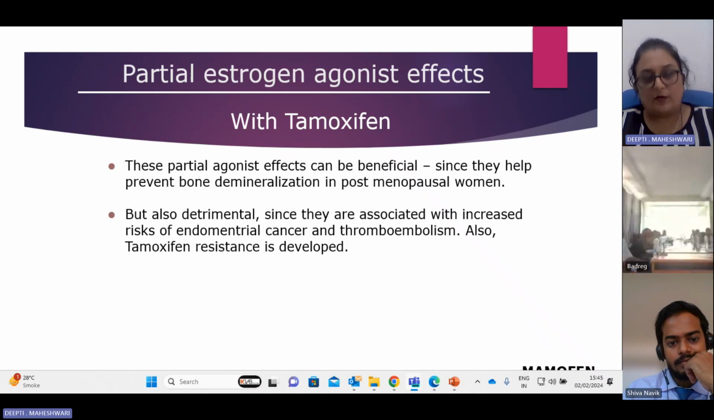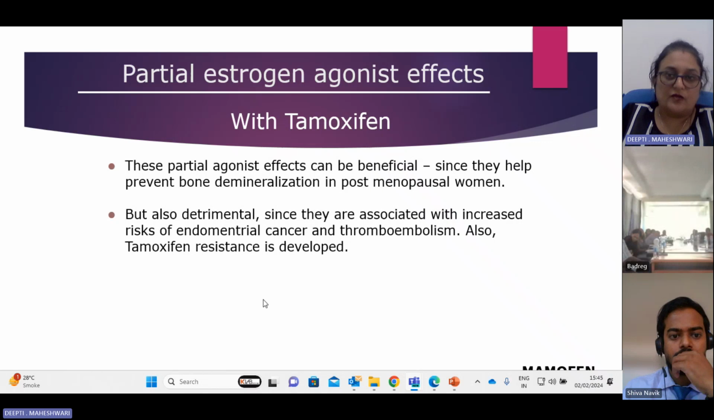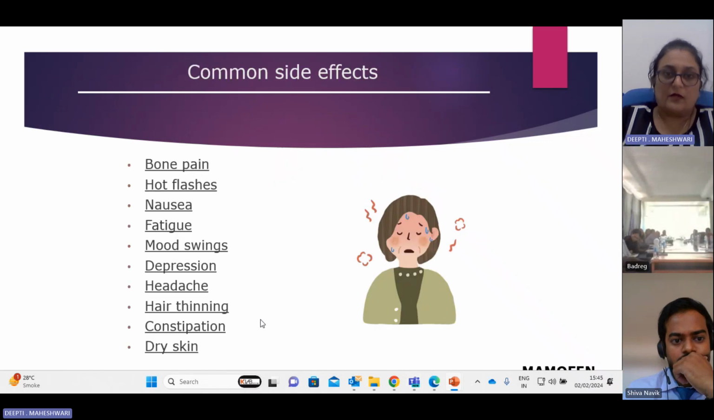So these types of detrimental side effects can be seen with tamoxifen if prolonged usage is there, but the chances are comparatively very, very less. Okay, and in case a patient develops resistance to tamoxifen, then they have to be shifted to some other treatment. So these are some of the partial estrogen agonist effects with tamoxifen.